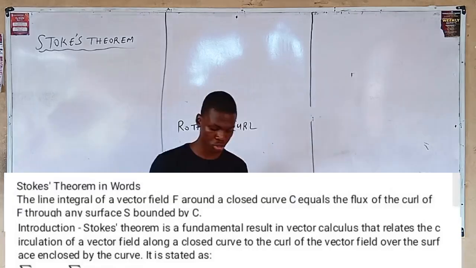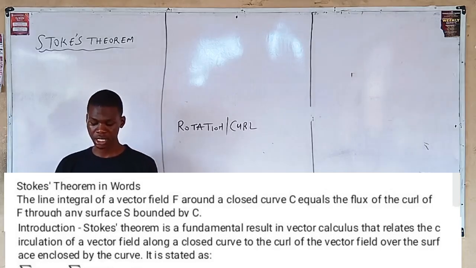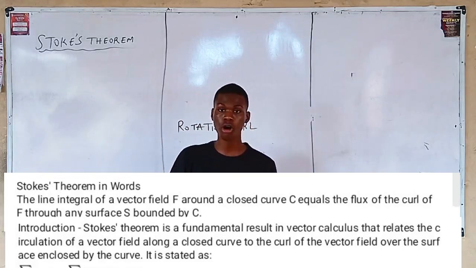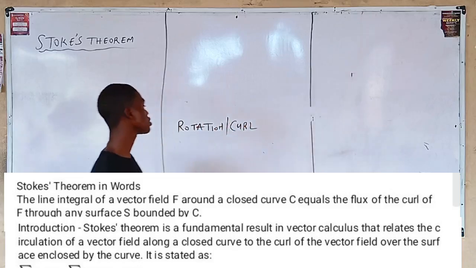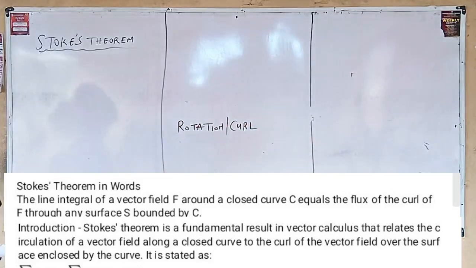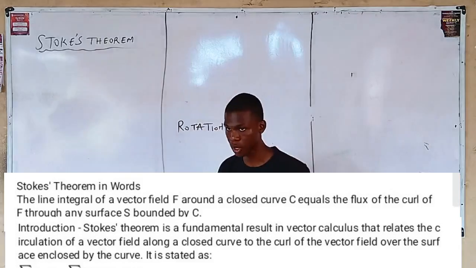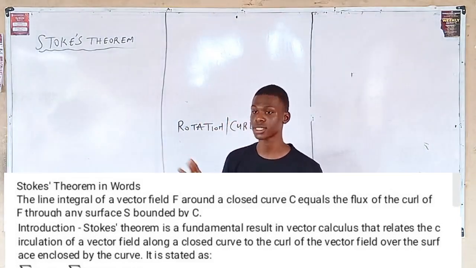By definition, Stokes theorem relates a line integral of a vector field F around a closed curve C to the flux of the rotation or curl of F through any surface bounded by C. Through any surface bounded by C. Now, let's explain what it means. We want to understand this theorem now. We are going to understand it theoretically, practically, and diagrammatically.